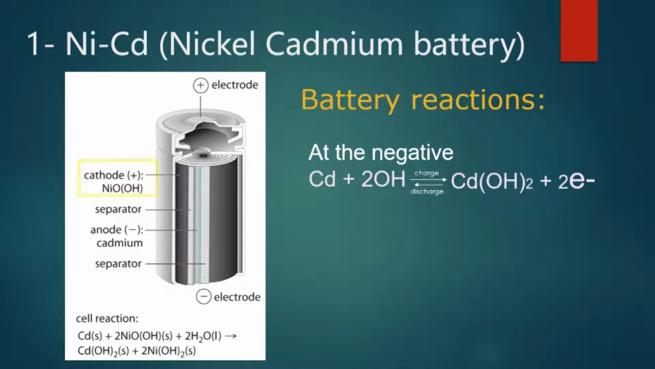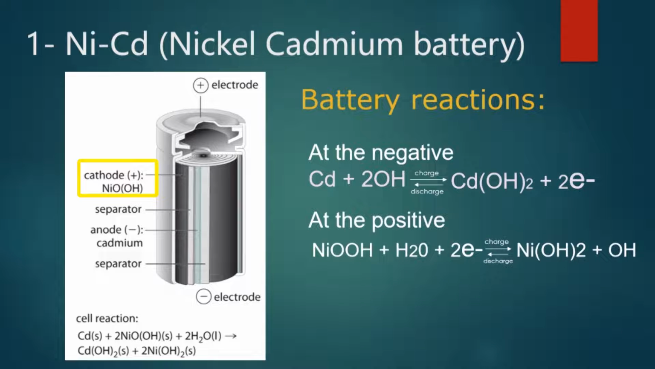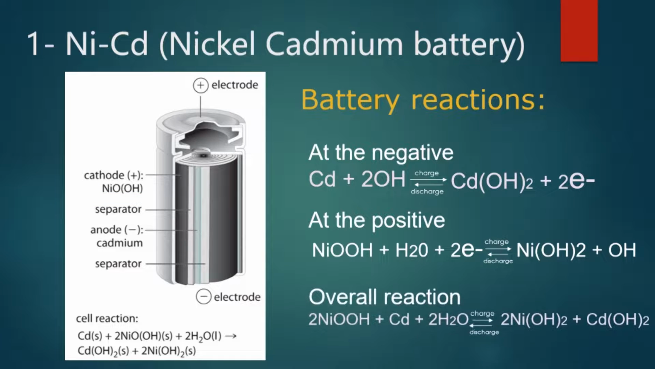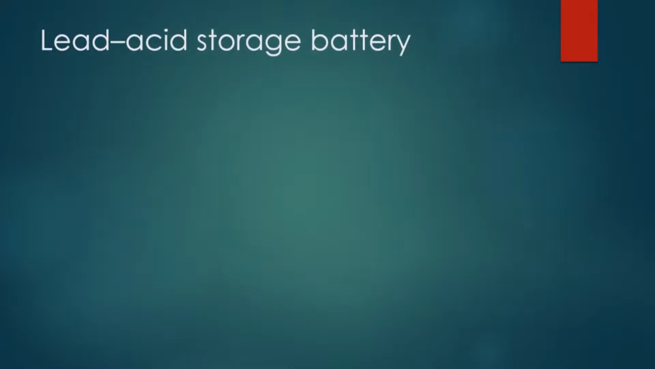At the anode, cadmium loses 2 electrons and combines with hydroxide ions to form cadmium hydroxide plus 2 electrons. At the cathode, hydrated nickel oxide is reduced and reacts with water to form nickel hydroxide and hydroxide ions.